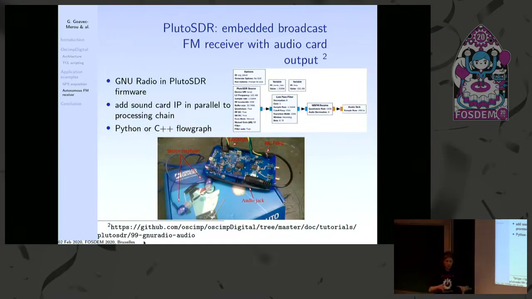the second idea is to have something really totally embedded. So we have added a sound card in parallel in the FPGA. And finally, we have an application, C++, Python, whatever you want, to do this low pass filter, WFM receiver, and output on the sound card.